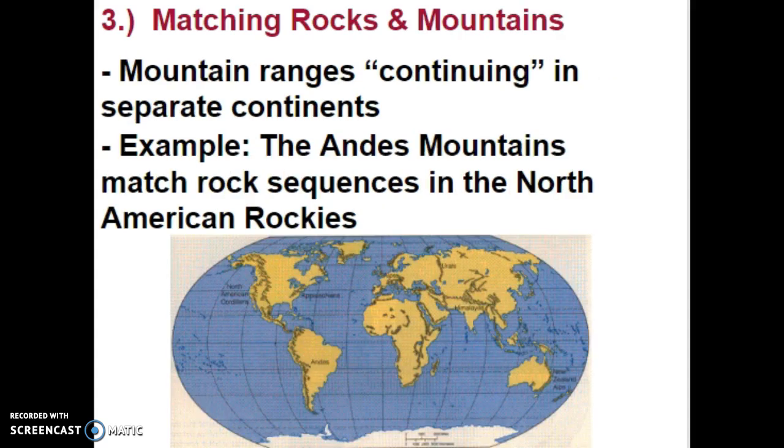Another line of evidence to help the geologists was taking samples from mountain ranges, and they seem to almost continue in other continents. For example, the Andes Mountains in South America match rock sequences that are found in the North American Rockies, again suggesting that the North and South American continents were at one time closer together.